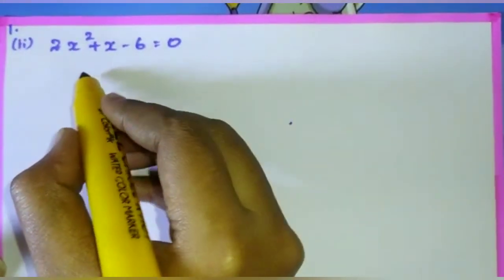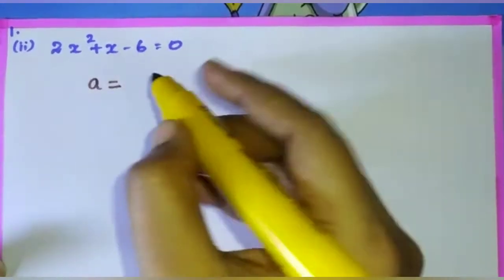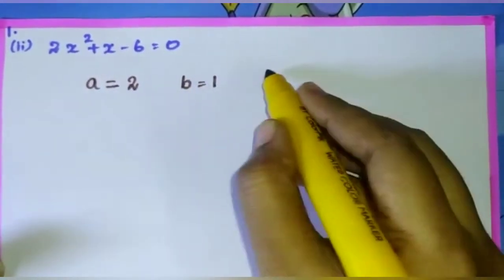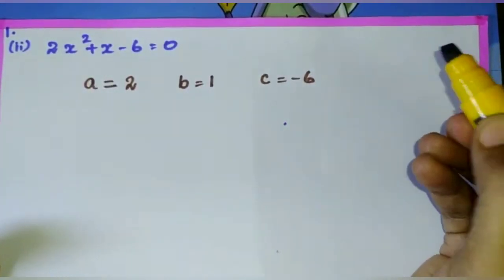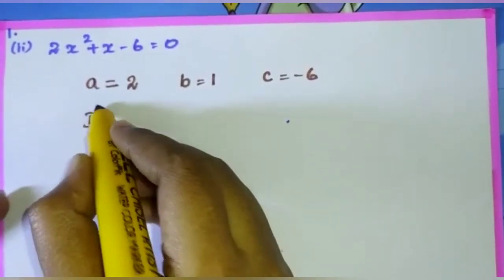For that we have to find the value of a. The value of a is 2, the value of b is 1, and the value of c is minus 6. Next, you have to find the discriminant.